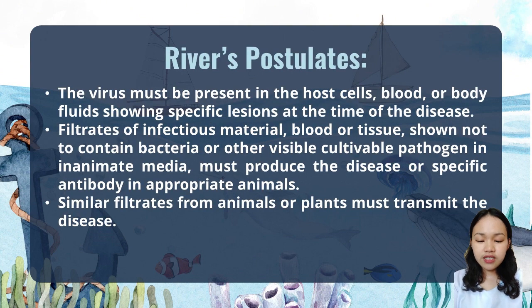To establish the pathogenicity of a virus, provisions embodied in the reverse postulates are followed. First, the virus must be present in the host cells, blood or body fluids showing specific lesions at the time of the disease. Second, filtrates of infectious material, blood or tissue shown not to contain bacteria or other visible cultivable pathogens in inanimate media must produce the disease or specific antibody in appropriate animals. Third, similar filtrates of animals or plants must transmit the disease. It is only when these provisions are complied with that a virus can be considered pathogenic to fish or shrimps.